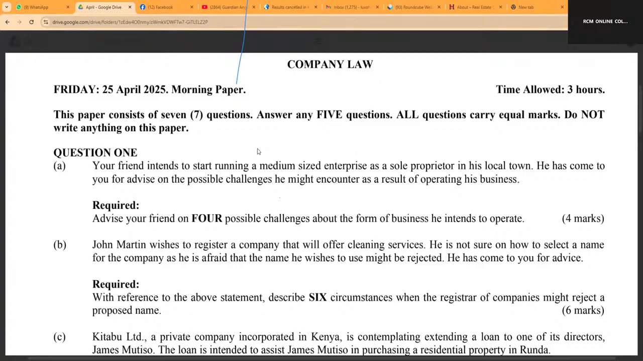So this one was easy. It was not that difficult. It was easy for them. So these people enjoyed. Those who started for April 2025, they enjoyed.